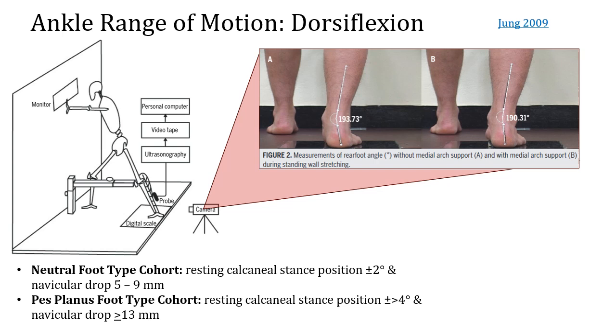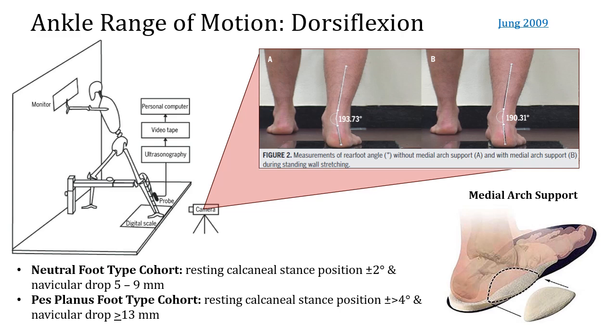In the neutral foot type cohort, resting calcaneal stance position was plus or minus 2 degrees, and navicular drop was 5 to 9 millimeters, whereas in the pes planus foot type cohort, the resting calcaneal stance position was greater than plus or minus 4 degrees, and their navicular drop was greater than 13 millimeters. And so this is the medial arch support wedge that they used.